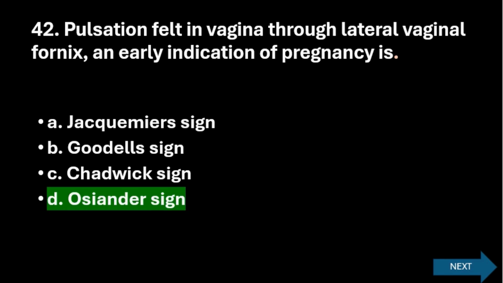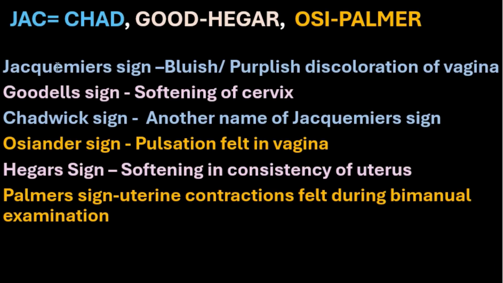Here you can see a memory tip: Jack, Chad, Good, Hegar, Osi, Palmer. You can see the similarities here. Jacquemier sign is bluish purplish discoloration of the vagina. Chadwick is the same, another name for Jacquemier sign. So Jacquemier and Chadwick are similar. So Jack is equal to Chad. Jack and Chad, see the blue color. This is a bluish purplish discoloration of the vagina.